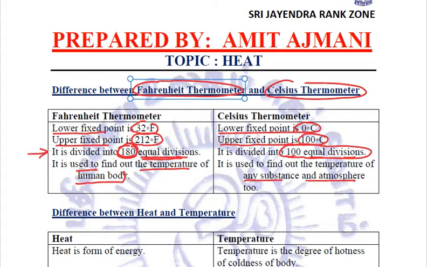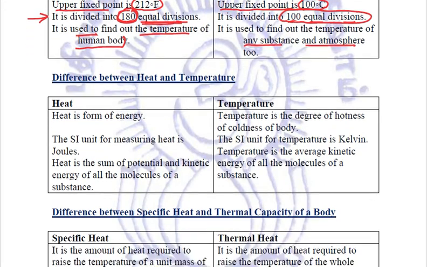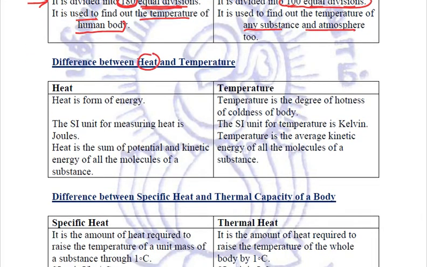Let us come to the next differences. They are between heat and temperature. At times, as per the layman's, these two are synonymous, but there are lot many differences between them. Let us try to relate those differences. Heat is a form of energy, whereas temperature is just the degree, the measurement of hotness or coldness of a body.